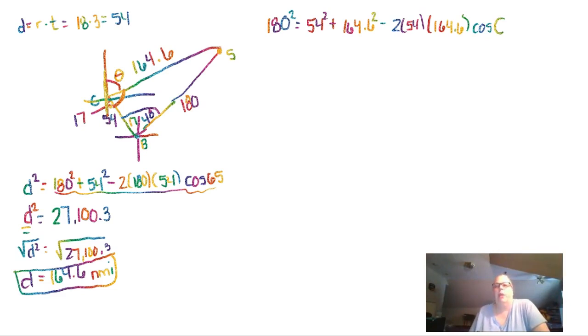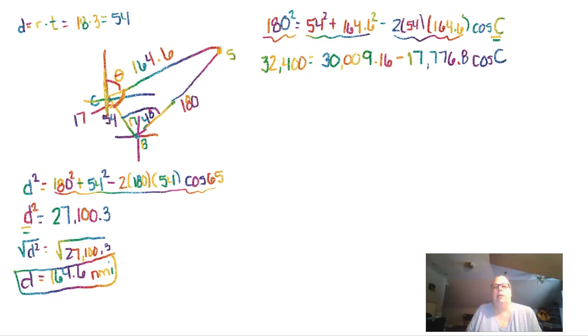This is one of those problems where I'm going to have to do this in 3 steps because my variable is over here. So we'll do this in the calculator, and then again in the calculator, and then again in the calculator. After putting those into the calculator, this is what I get: 32,400 is equal to 30,009.16 minus 17,776.8 times the cosine of C. Let's move the 30,009.16 to the other side.